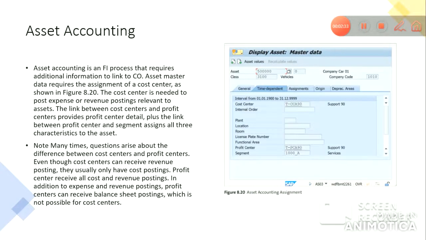So, asset accounting. Asset accounting is an FI process that requires additional information to link to CO. Asset master data requires the assignment of a cost center as shown in this figure. The cost center is needed to post expense or revenue postings relevant to assets. The link between cost centers and profit centers provides profit center detail plus the link between profit center and segment.